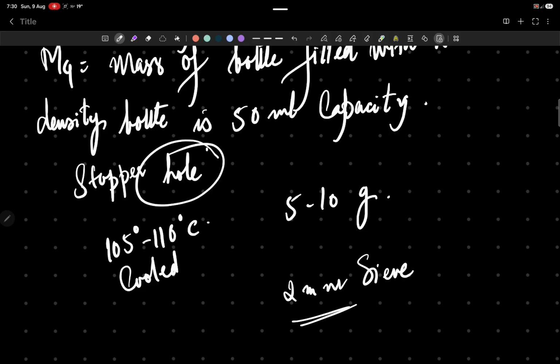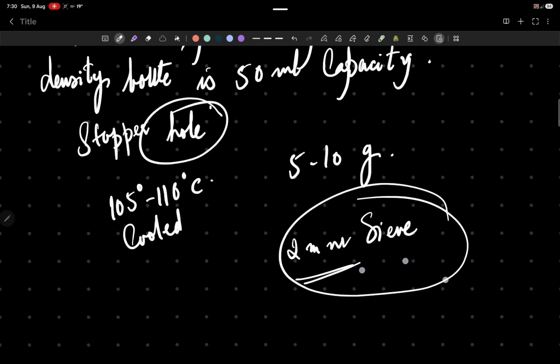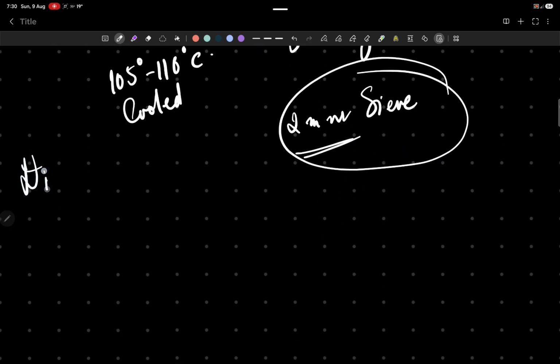Alright, as already discussed, about 5 to 10 grams of the oven dried sample of soil is taken in this bottle and weighed. If the sample contains particles of large size, it shall be ground to pass a sieve of 2 mm size. Then distilled water, note it down, is added to cover the sample.